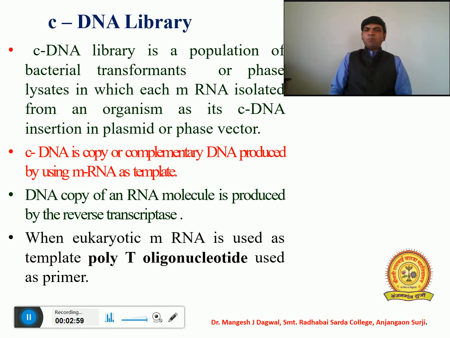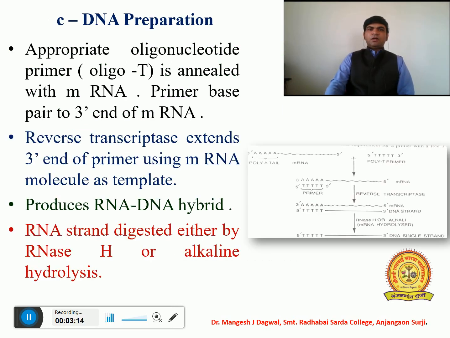Now, when eukaryotic mRNA is used as a template for the formation of complementary DNA, mainly a poly-T oligonucleotide is used, and this poly-T oligonucleotide is conveniently used as a primer for the formation of the complementary DNA strand on the messenger RNA. For the construction of the cDNA library, first of all there should be cDNA preparation.